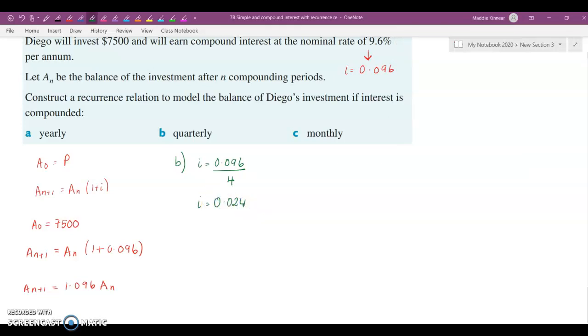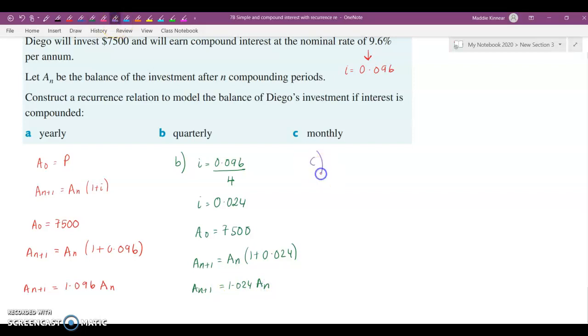Crucially, we must do this before we add it to the 1 in our recursive form. So we divide the interest rate by 4 because it's quarters, and then we go back to creating our recursive form. The principal has not changed, that's 7,500. But now, to work out what is happening, we have AN times (1 + 0.024), which means we have the recursive form of 1.024 lots of AN.